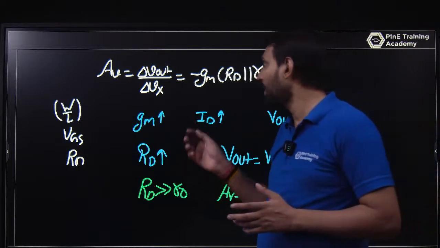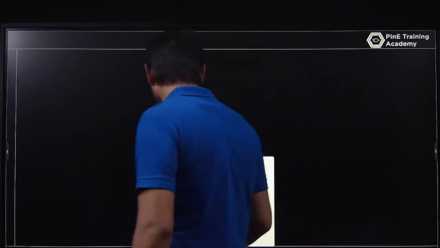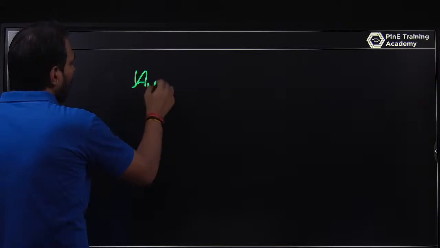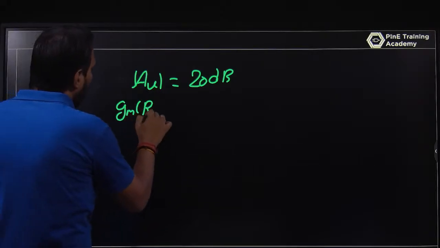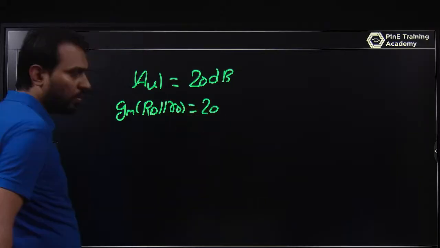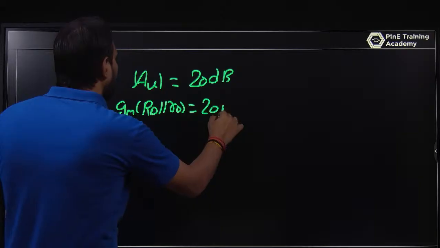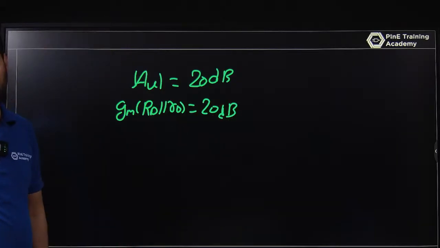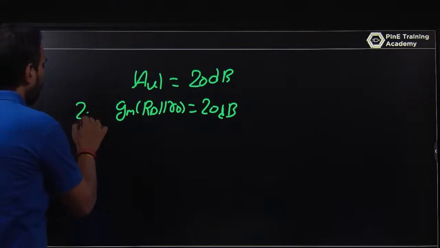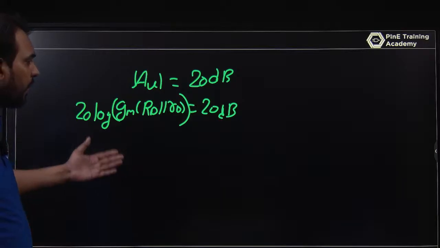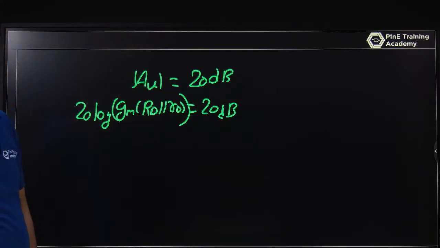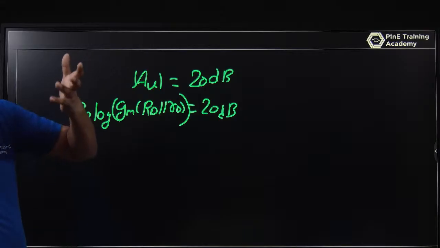If you know that 20 dB gain means GM times RD parallel R naught, I can say that the gain is 20 dB. So that means GM times RD parallel R naught is 20 dB. Yes, everyone? So you know gain: 20 log of GM times RD parallel R naught is equal to 20 dB. You can determine it in such a way. So you will check what will be the GM, what will be RD, and the parallel of R naught. You must have this understanding.